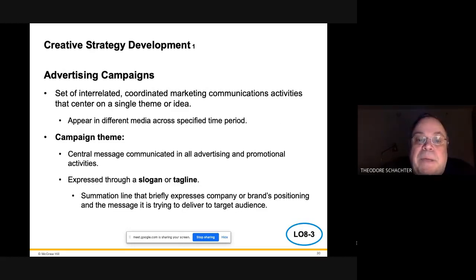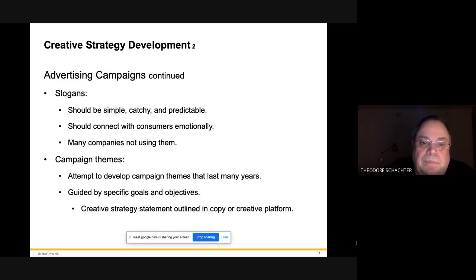An advertising campaign, like I said, is a series of ads or TV commercials. Let's call them executions, and they're tied together by one slogan or tagline. Don't worry about this. I mean, you should know what it says, but none of these things are carved in stone. Some companies don't use slogans. That's true. Slogans must be simple, catchy, and predictable.